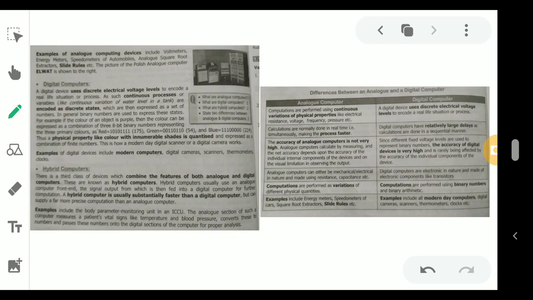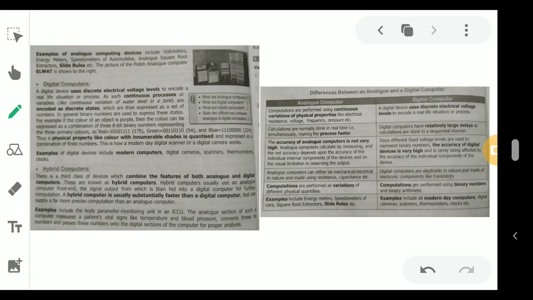But in the case of digital computers, since different fixed voltage levels are used to represent binary numbers, the accuracy of digital devices is very high and is rarely affected by the accuracy of the individual components of the devices. Whatever real life components we are using are converted and represented in binary format, a combination of zeros and ones. So it does not depend upon what the particular device is made up of.